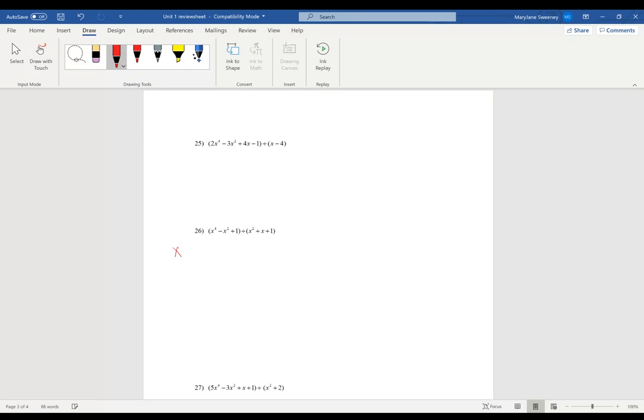26 is a long division, so we got x squared plus x plus 1 into x to the 4th, no x cubes, minus x squared, no x's, plus 1. So we do have to hold those places. Okay, so what times x squared gives me x to the 4th? That would be x squared.